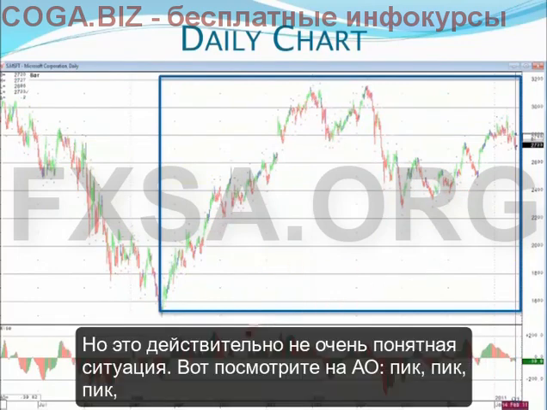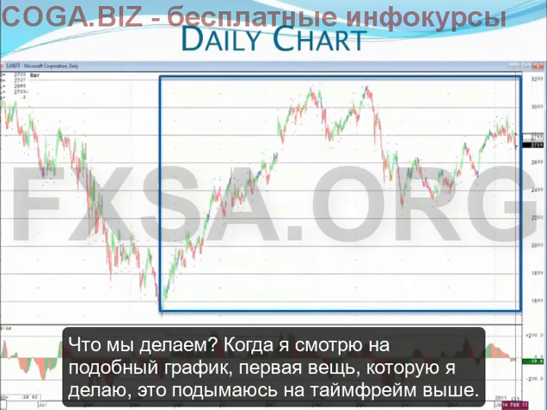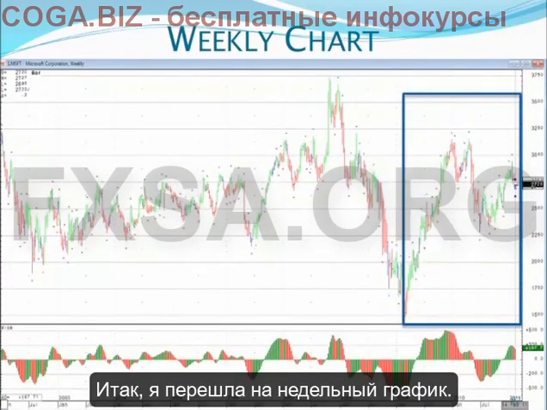But it's really not clear. If we look at the AO, we have tall peaks, peaks, peaks. We have another peak here. What are we looking at? So when I look at a chart that looks like this, the first thing I'm going to do is go up a time frame. So I'm going to go up to the weekly chart.